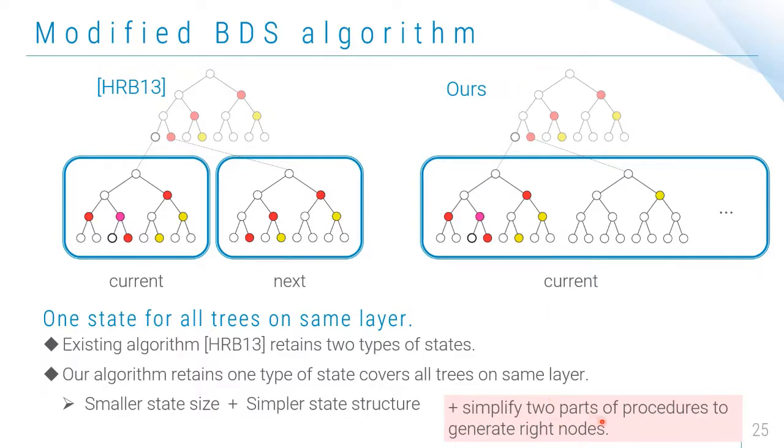Also, I simplified two parts of the procedures to generate right nodes. As I mentioned in the explanation of the BTS algorithm, the procedure to generate right nodes is the most complex part, so it is important to simplify it in order to simplify the BTS algorithm as a whole. In this presentation, because of the time restriction, I can't explain it, so see our paper if you're interested.